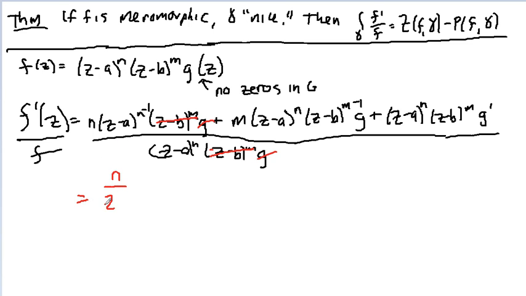That's going to come from the first term. From the second term, I'm going to get, let's see, oh, all these z minus a's are going to cancel with all those. That g is going to cancel with that g. And then, oh, I'm going to be left with plus m over z minus b. And then finally, I'm going to have, oh, that's going to cancel with that and that. I'm left with just g prime over g, where g has no zeros.